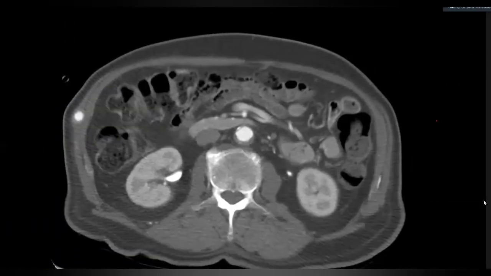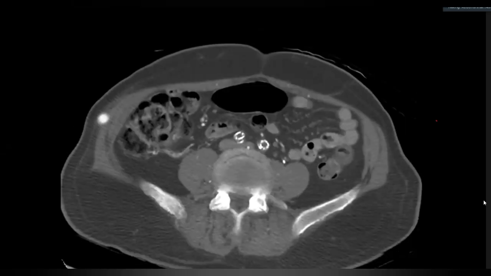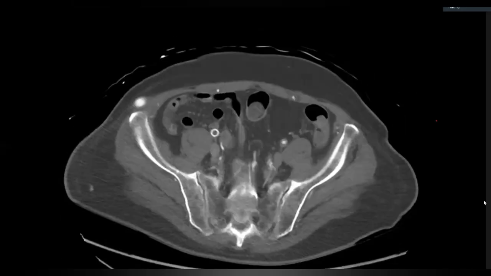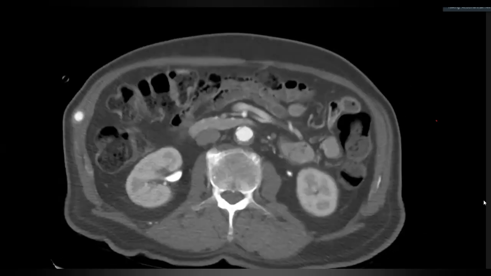So these are axial images of abdomen showing arterial phase. So CT abdomen arterial phase. Okay, good. And focus on the vascular findings only. So I'm going to show you a couple of images. And let's just stick with this one. Tell me about this image.